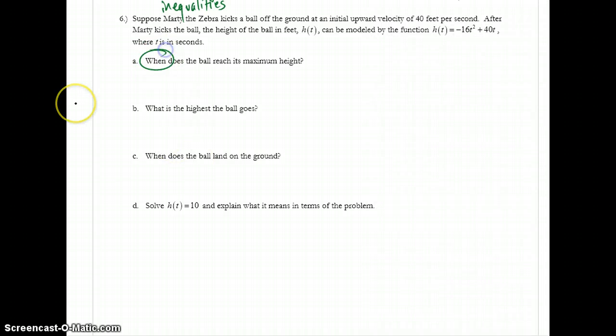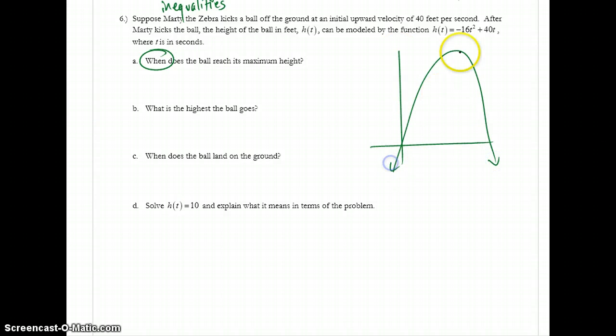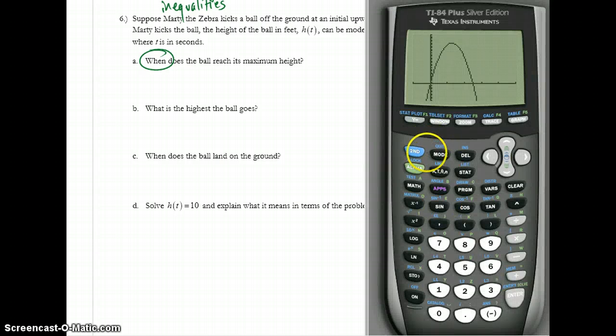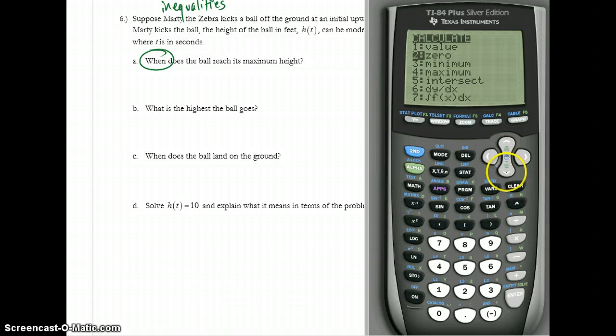A asks, when does the ball reach its highest point? Well, our graph looks something like this. I want to know, when is this highest point? So what I'm looking for is, what is that x coordinate? In our calculators, we can find this by looking in that same menu for the intersect, but this time instead of picking intersect, I'm going to pick maximum, because it's the highest point.